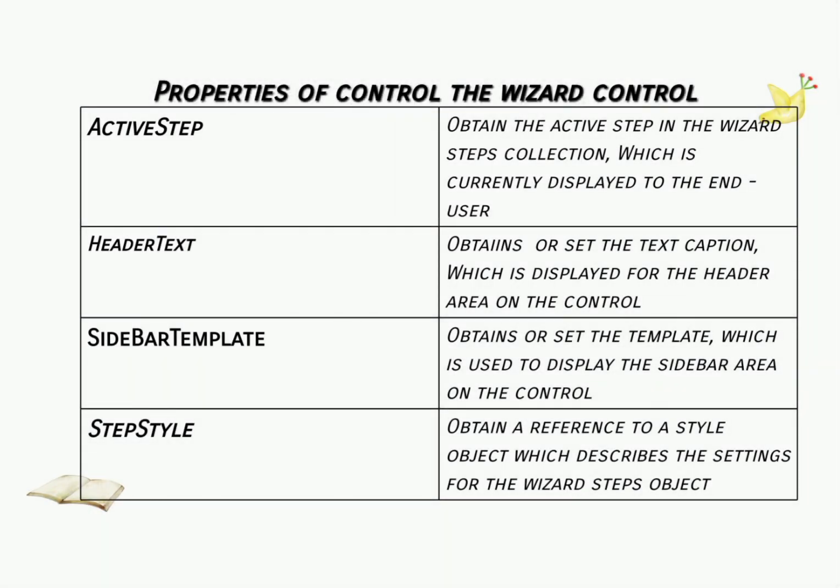Here are the properties of the wizard control. The properties of the wizard control are ActiveStep, HeaderText, SideBarTemplate, and StepStyle. ActiveStep returns the current wizard step object. The object is an instance of the WizardStep class. Next, HeaderText gets and sets the title of the wizard. Next one, StepStyle is the area where steps are displayed.